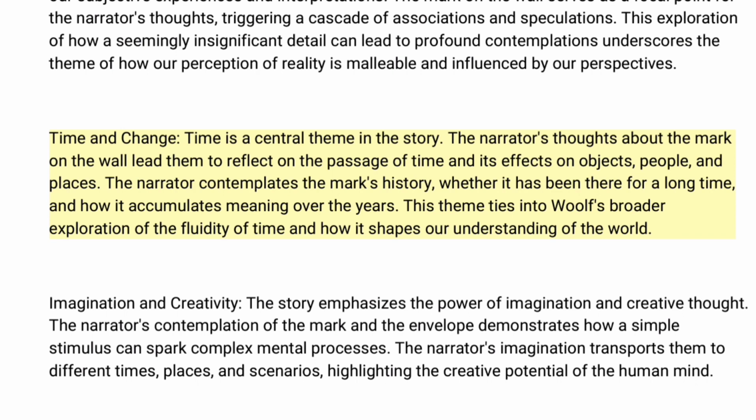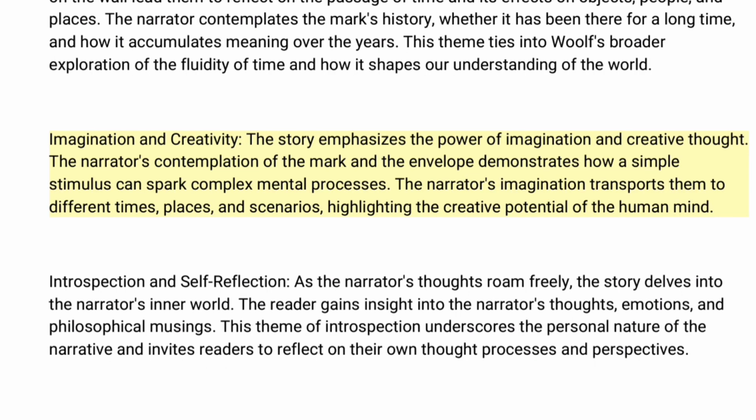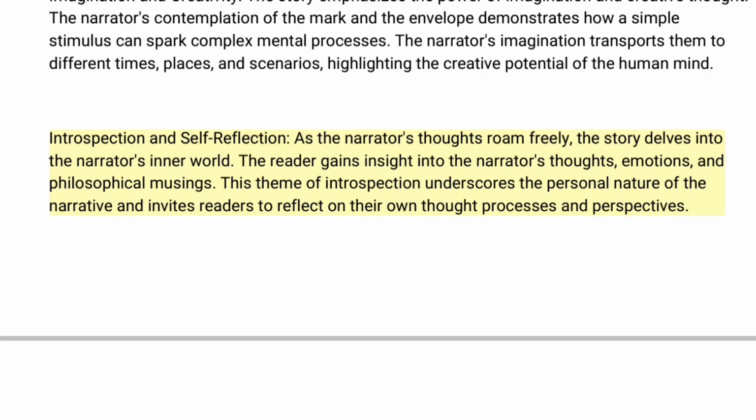Introspection and self-reflection. As the narrator's thoughts roam freely, the story delves into the narrator's inner world. The reader gains insight into the narrator's thoughts, emotions, and philosophical musings. This theme of introspection underscores the personal nature of the narrative and invites readers to reflect on their own thought processes and perspectives.